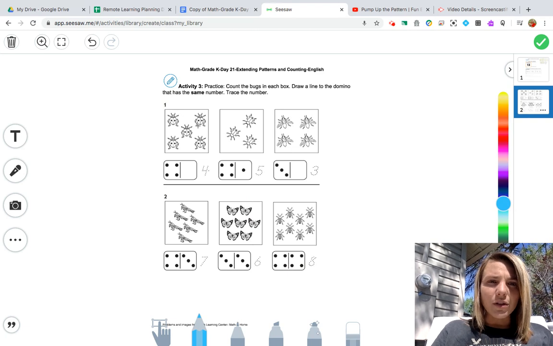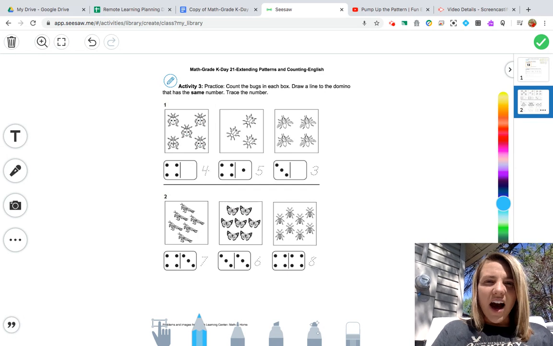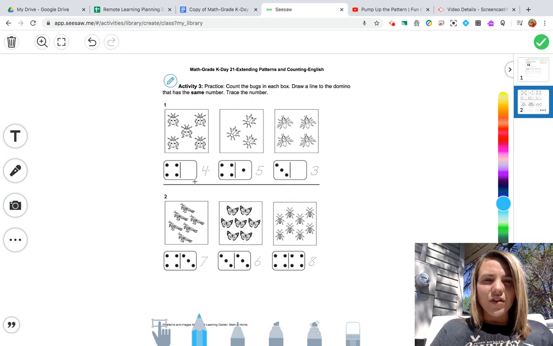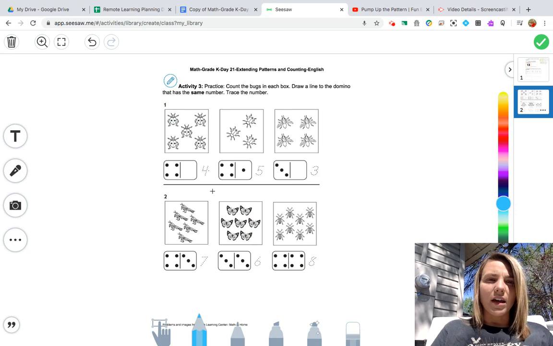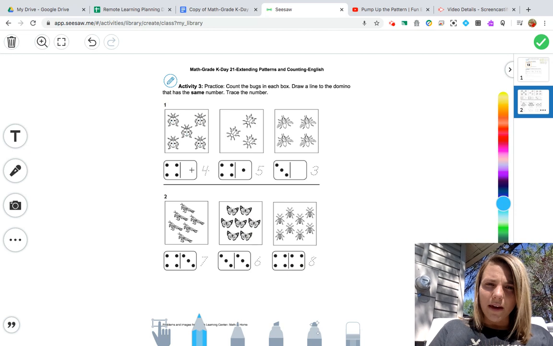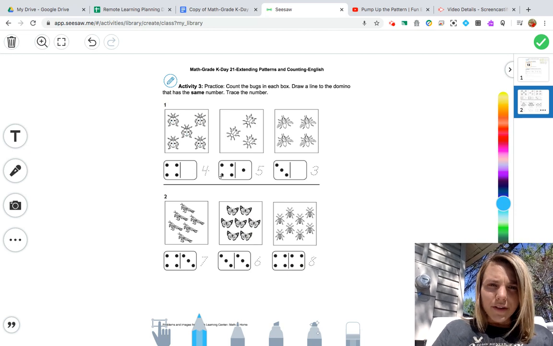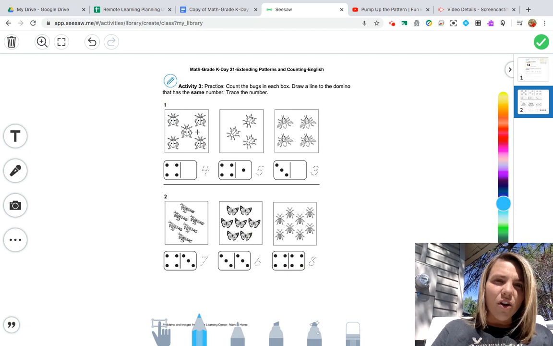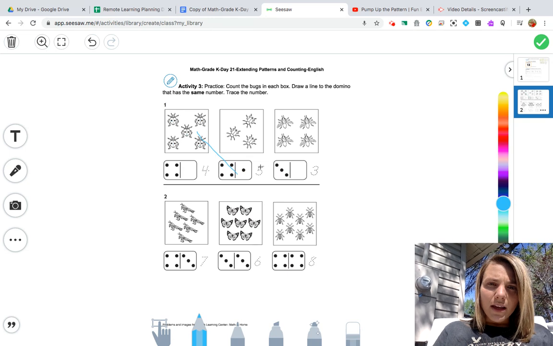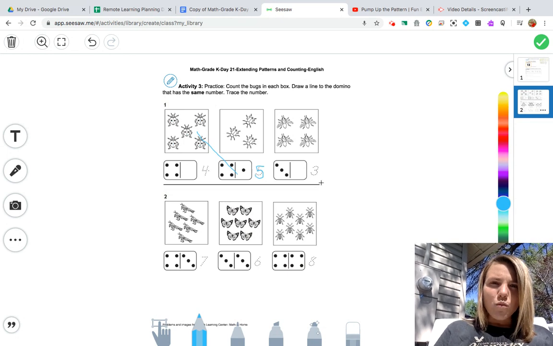1, 2, 3, 4, 5. I see 5 ladybugs, so I need to find the domino that has 5 dots on it. Let's see. That one has 1, 2, 3, 4. That can't be it. Let's go to the next one. 1, 2, 3, 4, 5. Ooh, that one has 5. So I'm going to draw a line from my ladybugs to my domino with 5 dots. Then I'm going to trace the number 5. Just like that.